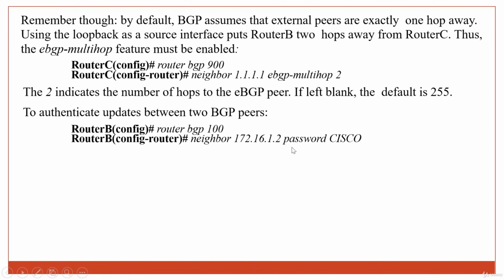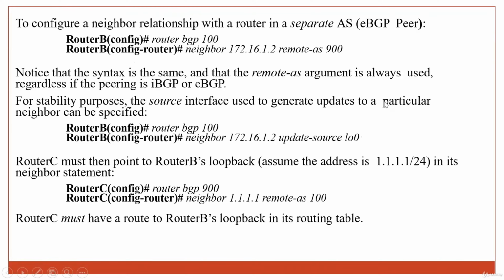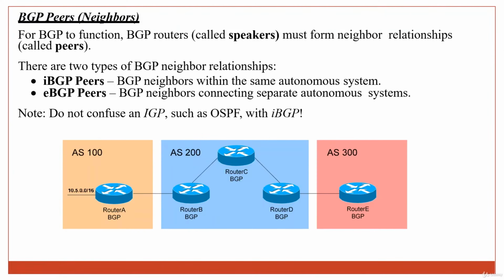Finally, we can use a password with the neighbor command: neighbor password, for example Cisco. We have another option if you want to change the keepalive timer. We have discussed that the default keepalive is 60 seconds and the hold-down timer is 180 seconds. But if we want to use more aggressive timers, we can use timers bgp 30 90, and in that case we set the BGP timers. All right, so let's stop here, and in the next section we'll perform the lab for whatever we have covered in this section.